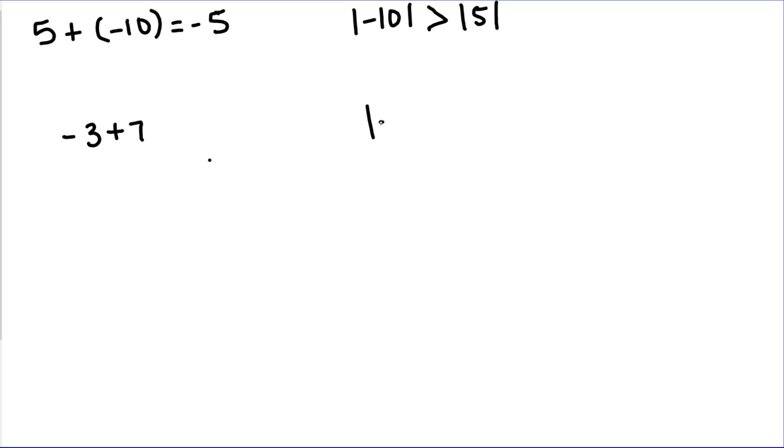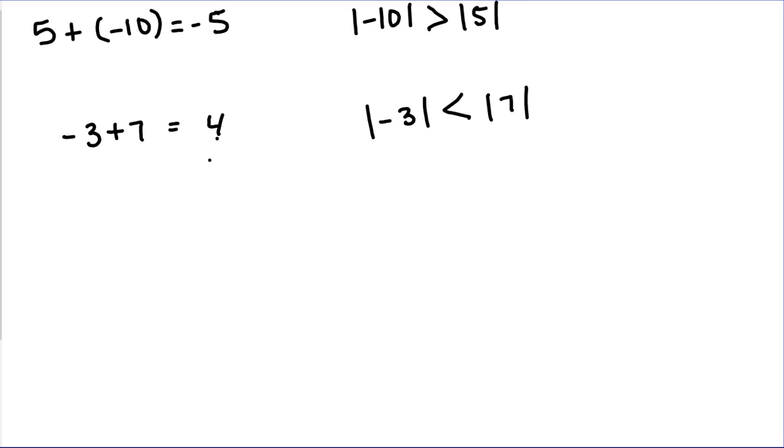Let's look at negative 3 plus 7. Well, on the side here, we can look at the absolute value of negative 3 and the absolute value of 7, and we see that 7 has the greater absolute value. It's further from 0. So all we do is subtract 3 from 7, which is 4, and we keep the sign of the number that has the greater absolute value. In this case, 7 is positive already, so we leave the 4 positive.